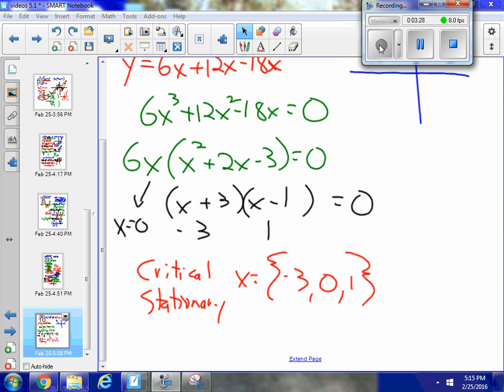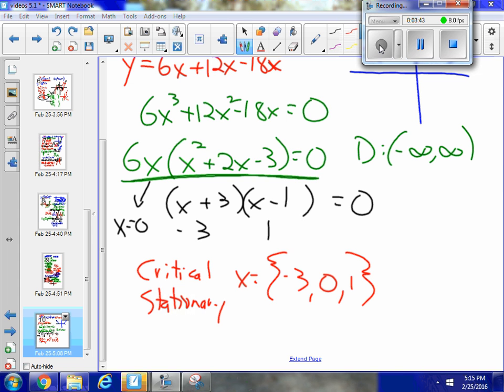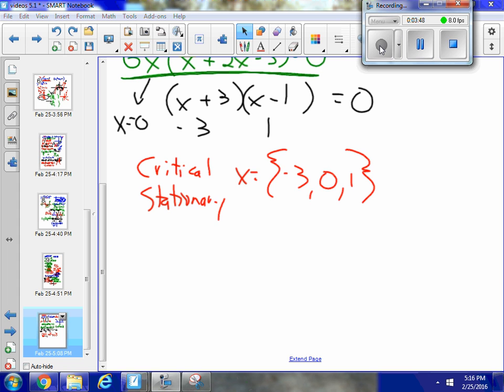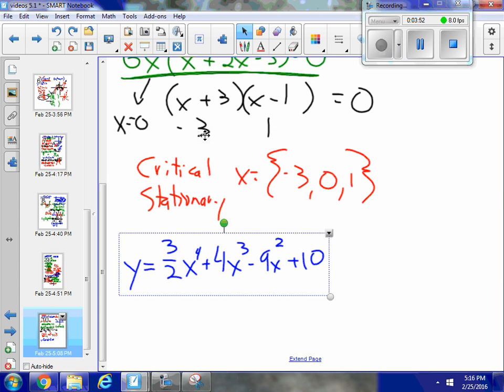I don't have any values of x that would make this undefined. The derivative exists over the entire domain, so the domain of the derivative is also negative infinity to positive infinity. Well, let's find out what these actual points are going to be. So here is our function. I just copied it, and I'm going to just substitute our x values.